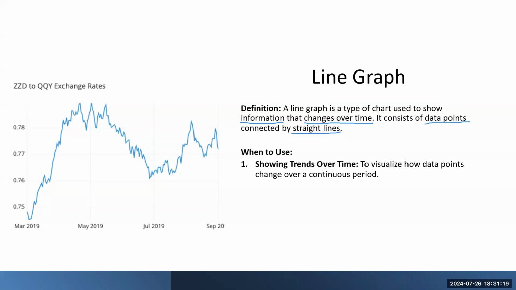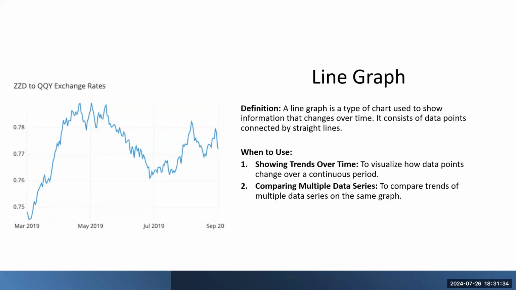Obviously, showing trends over time, because we mentioned time, right? And so showing trends over time is one very important aspect of a use case when you use it. Comparing multiple data series, to compare the trends of multiple data series on the same graph. Identifying patterns, to identify trends, cycles, or patterns in the data.